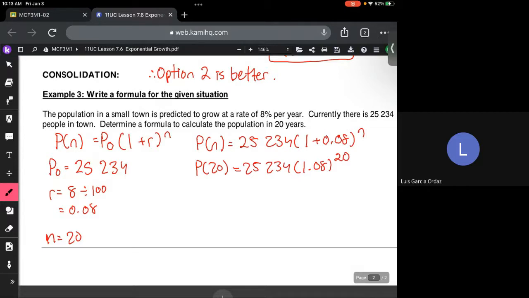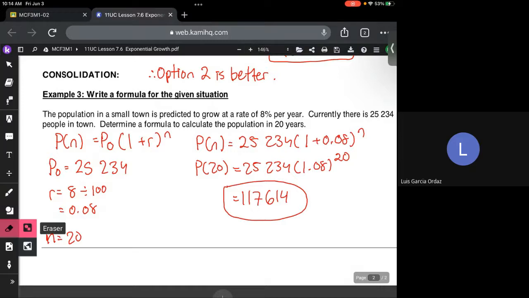117,000? 117,614. Yeah. Okay. Because it's people, you have to leave it as a whole number. Oh, then 615. 615. Okay.